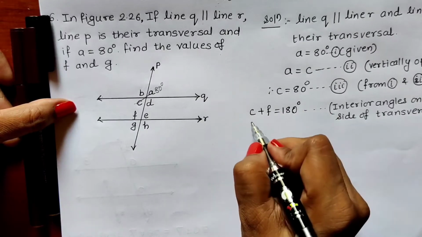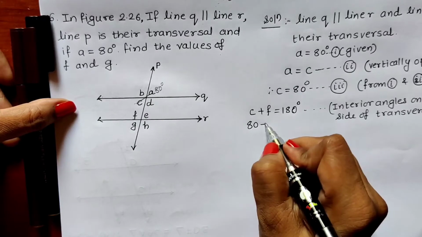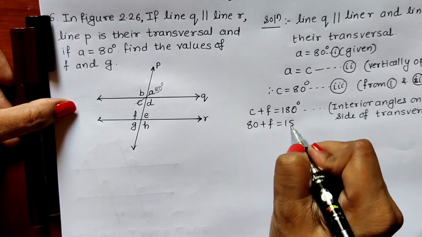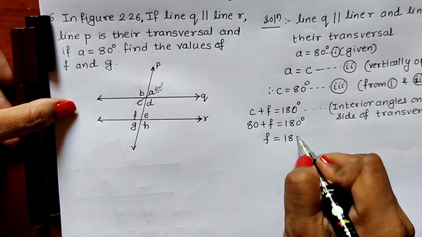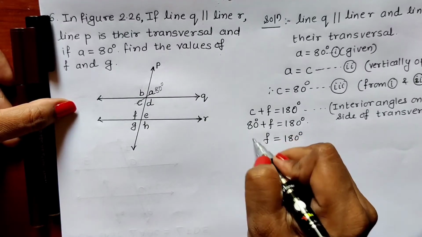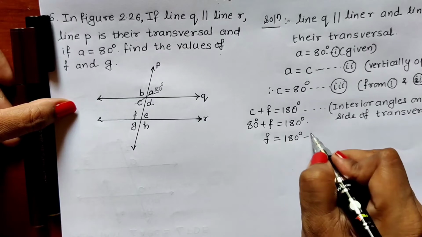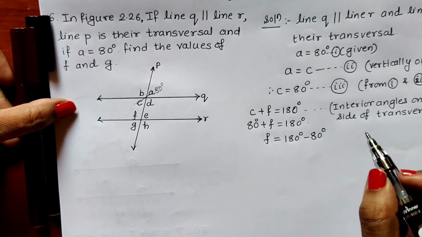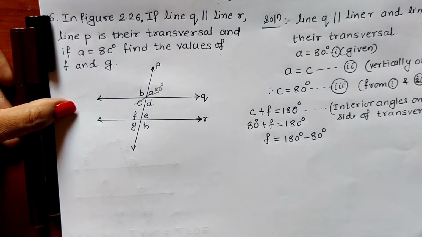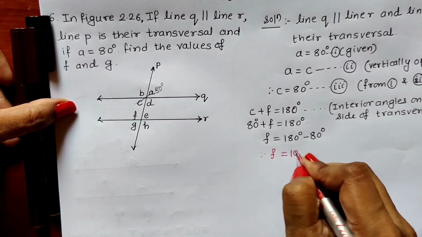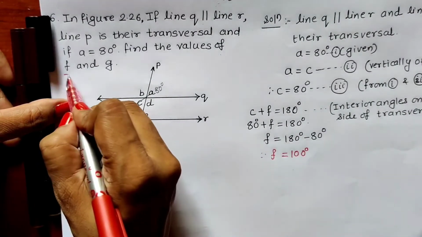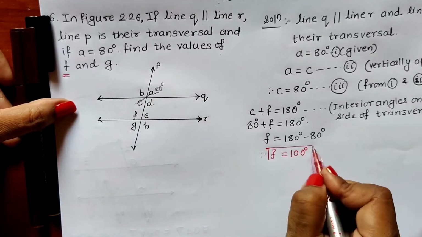So C is 80. In place of C we put 80 plus F is equal to 180 degree. F as it is, I am writing 180 degree, as it is I am writing this plus 80. We will transfer from left to right, it becomes minus 80. So 180 minus 80 we will get 100, and therefore F is equal to 100 degree. So the first answer we have got is F, which is 100 degree.